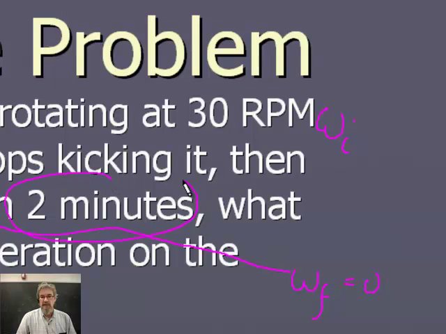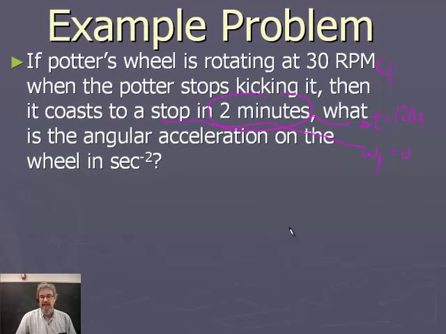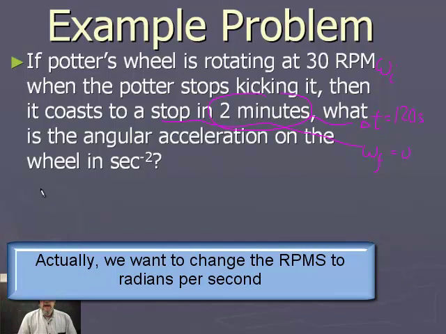And that happens over the course of 2 minutes. So that'd be a delta t. 2 minutes, of course, is 120 seconds. Question is, what's the angular acceleration on the wheel in per seconds squared? Well, per seconds has a unitless angle measure, so we're going to have to get these RPMs into radians.